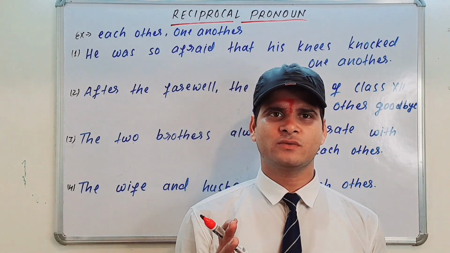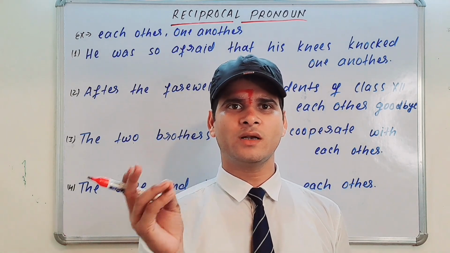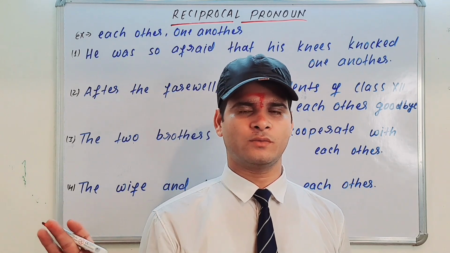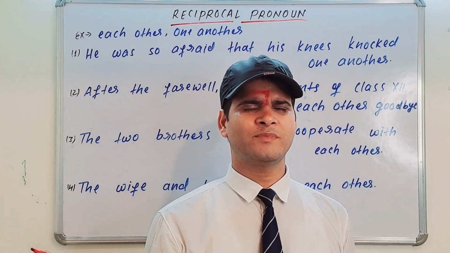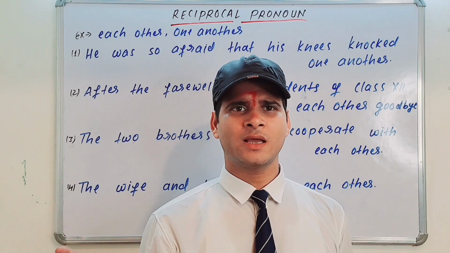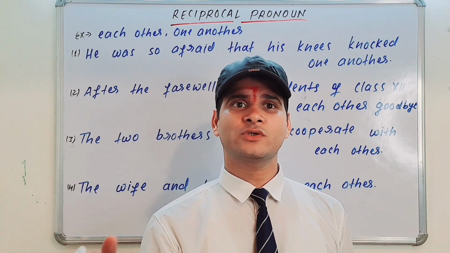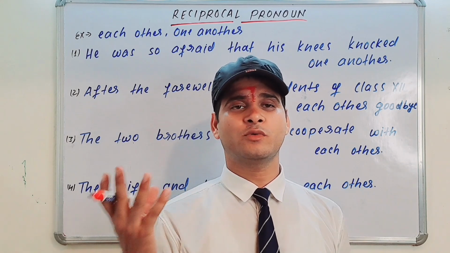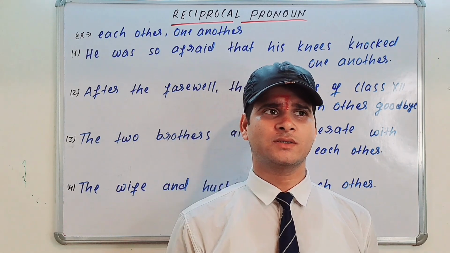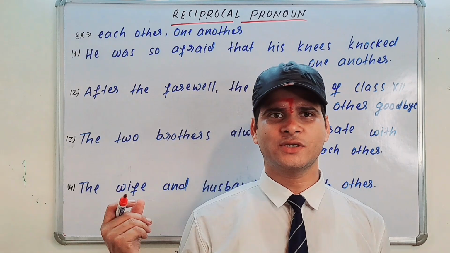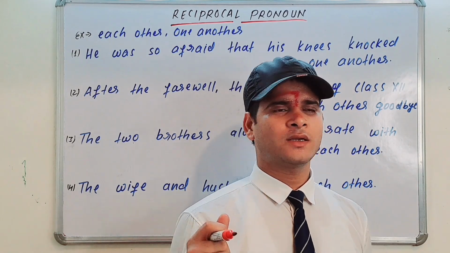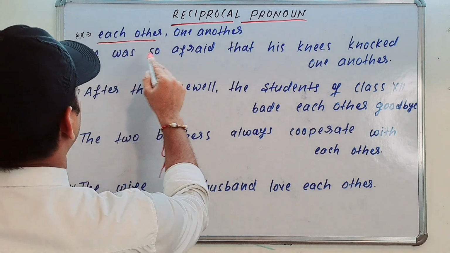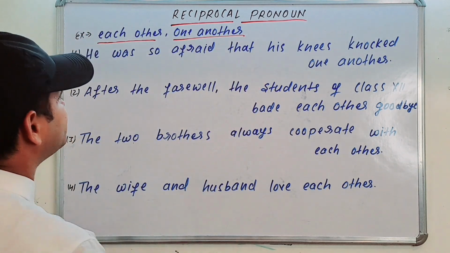Each other is basically only used for two persons or things. Each other is only used for two in number, but one another is used for more than two in number. So you can see easily in the sentences that I am going to discuss here.